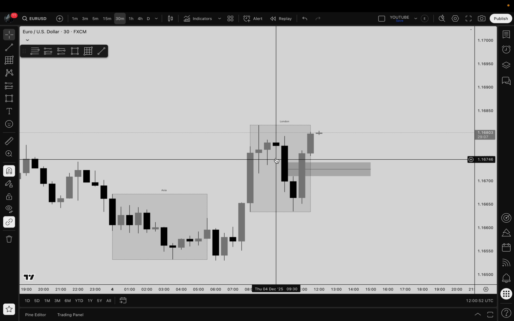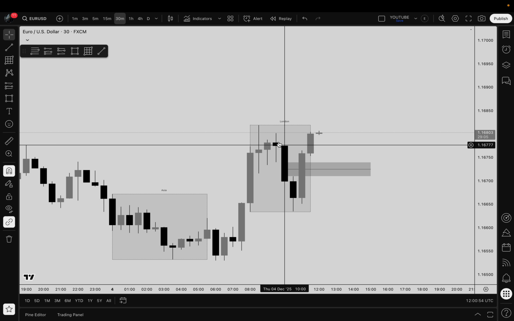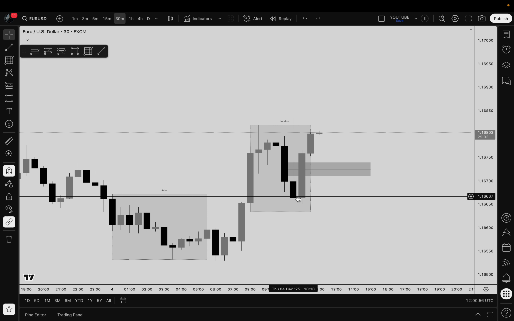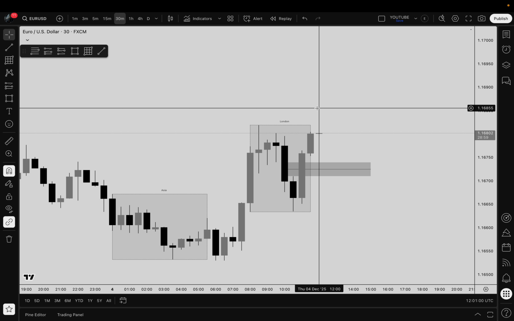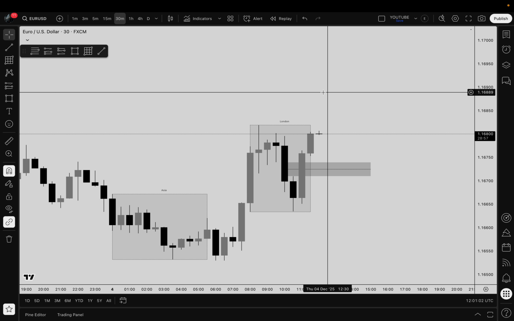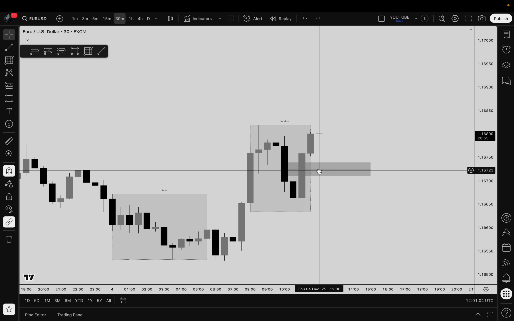Inversion fair value gaps is the same thing. So in this case, we were moving down with these three candles. There was a gap in this candle and price just ran through it. This gives us an extra confluence that price is bullish and not going to respect the fair value gap that price left behind.